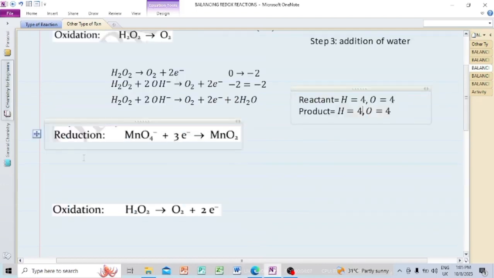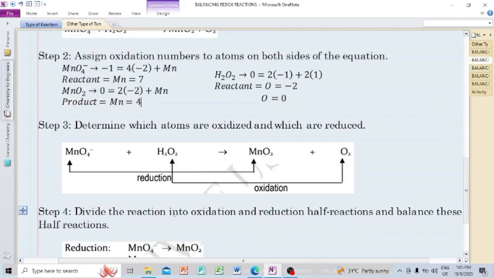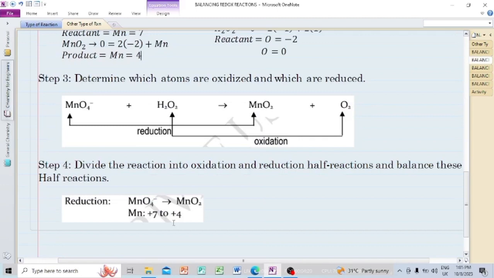Okay, for our next na half reaction, sa reduction half reaction, the same thing ang gagawin natin. So, ang oxidation number kanina ng MnO4 natin and MnO2 natin is 7 to 4.